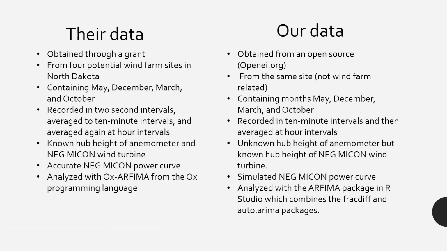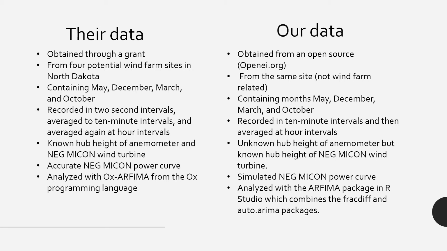However, ours was recorded in 10-minute intervals and then averaged to hour intervals, which may have changed the variance within the data. They also knew the hub height of their anemometer, which recorded the wind speeds, as well as the neg-micon wind turbine. So they applied a power transformation to relay what the wind speeds would have been for the height of the neg-micon wind turbine. However, with our data, the hub height of the anemometer, which recorded the speeds, was unknown.